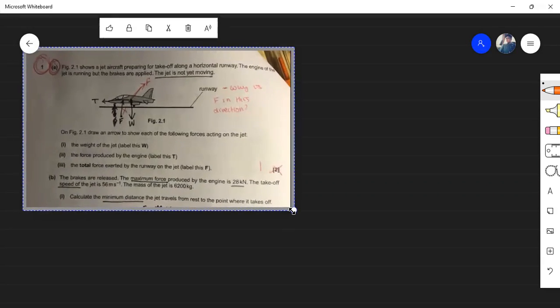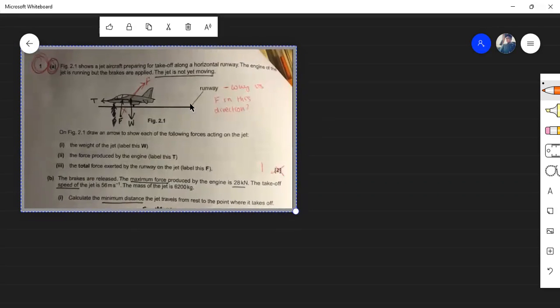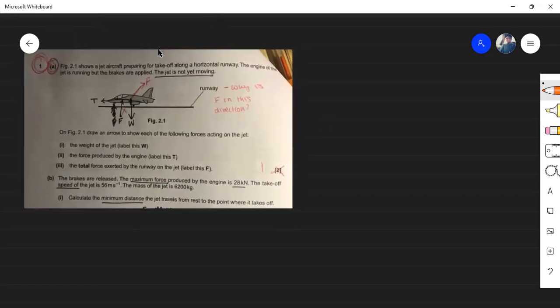Can you see this screen? Just let me know if you can. Yeah, I can see it. Okay. So this is a simple forces question, and I see you've done question number one, part A, 1 and 2 correctly. Like you've marked W and you've marked T in the right way.